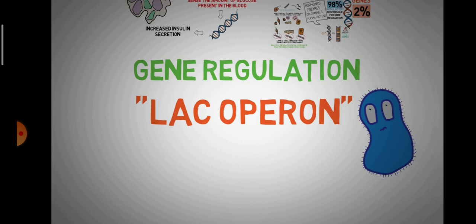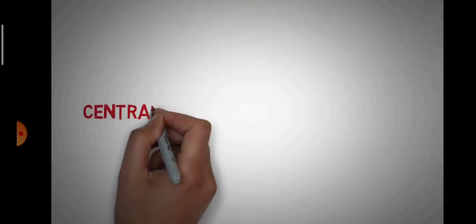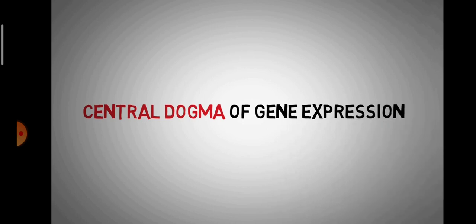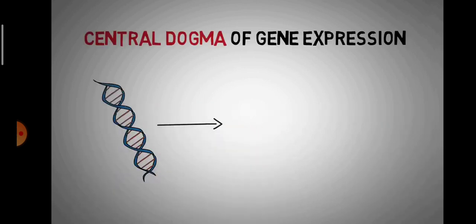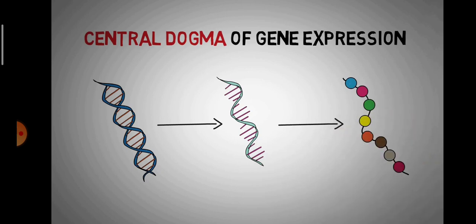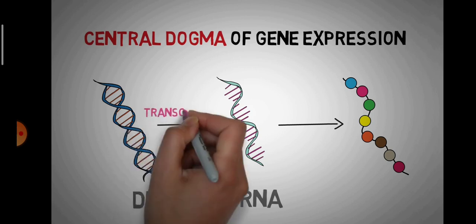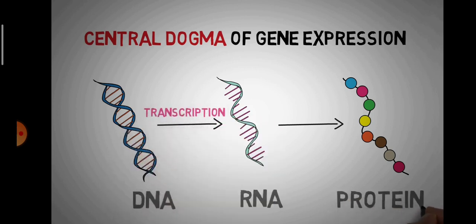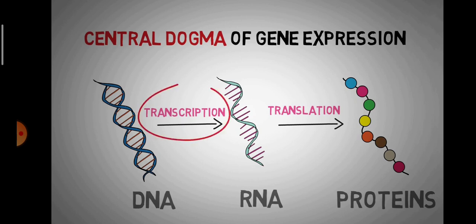Now there are many things that I would like to explain before beginning with the lac operon, but one important concept here is the central dogma of gene expression. To keep it very simple, the central dogma basically says that the information is copied from DNA to RNA, which is known as transcription, and from RNA to proteins, which is known as translation. So gene regulation can work at multiple levels in this model of gene expression, but the most common point where gene regulation operates is at the level of transcription, the point where the information on the DNA is copied onto RNA.